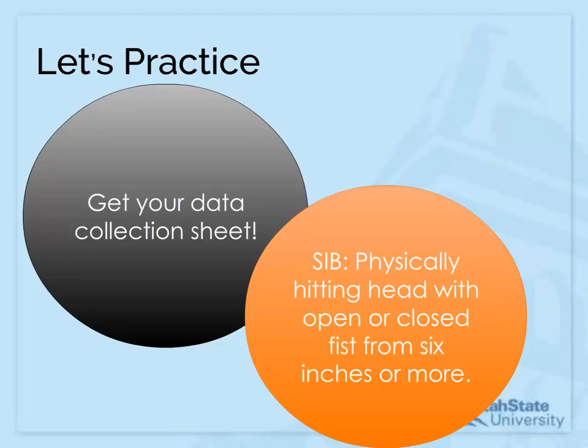We will now watch a brief video so you can practice taking data. If you have not done so already, please print off the data collection sheet that we've provided for you. In this video, you will be using the first section of the data sheet to collect the number of times that this individual engages in self-injurious behavior. Self-injurious behavior is defined as physically hitting the head with an open or closed fist from 6 or more inches away. When you are ready to begin, please press play.